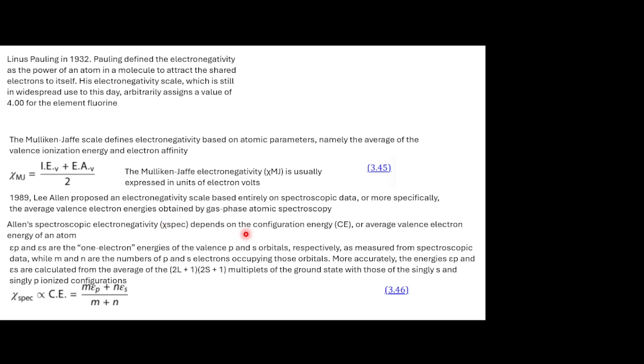They can be measured from spectroscopic data, where M and N are the numbers of p and s electrons that occupy these orbitals. More accurately speaking, the energies EP and ES are going to be calculated from the average of what would be 2L plus 1, 2S plus 1, which is the multiplets of your ground state with those of the single S and P ionization configurations. So it's a bit more complex once you start actually going into it. You can see why this is not used in general chemistry, right?